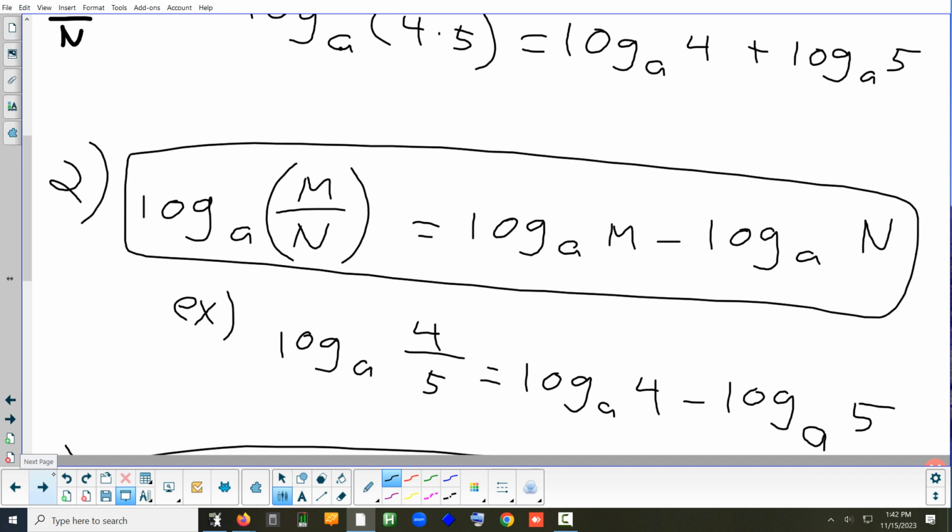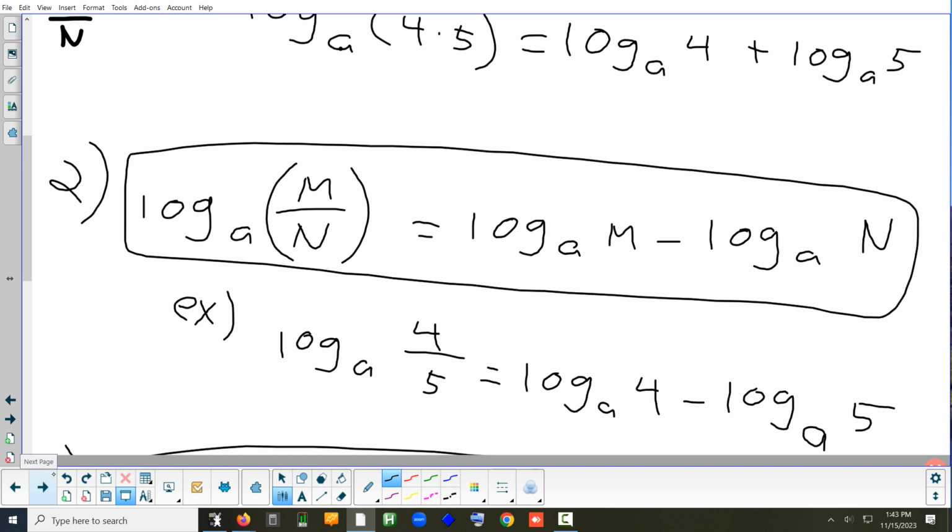Now remember, this property works for any base. That's why I'm not writing a base here. You could do base 10, which is common number. You could do base E. What's base E again? That's the natural log. Or any other base you want. You could do base 3, base 6. The only thing is, whatever base you start with, keep the base the same for the whole problem.